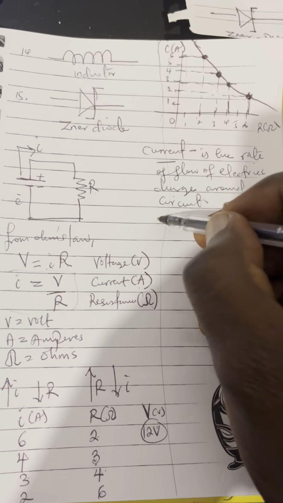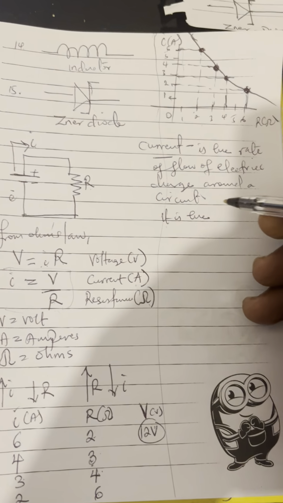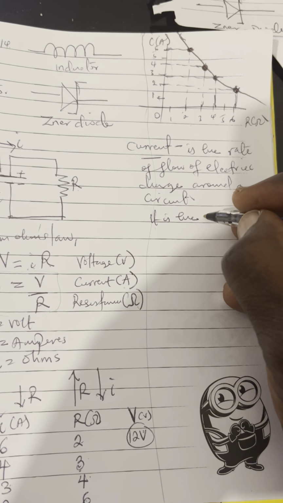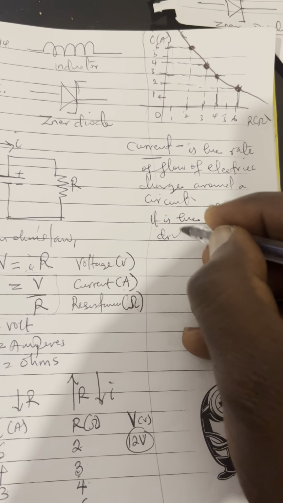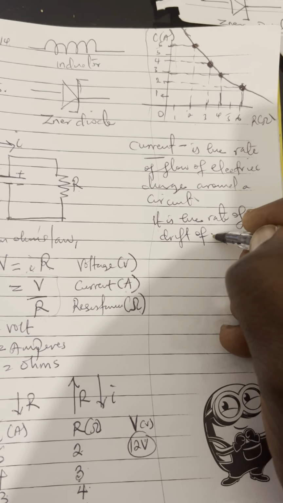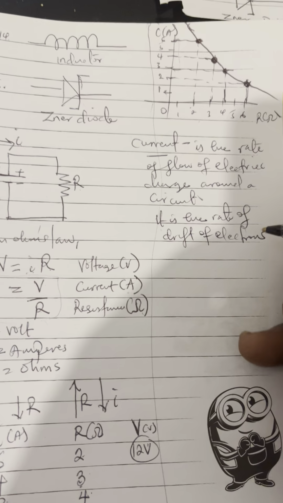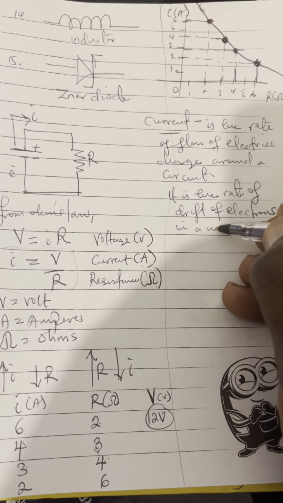Or in some textbooks, you see it as the movement. It is the rate of drift of electrons in a material.